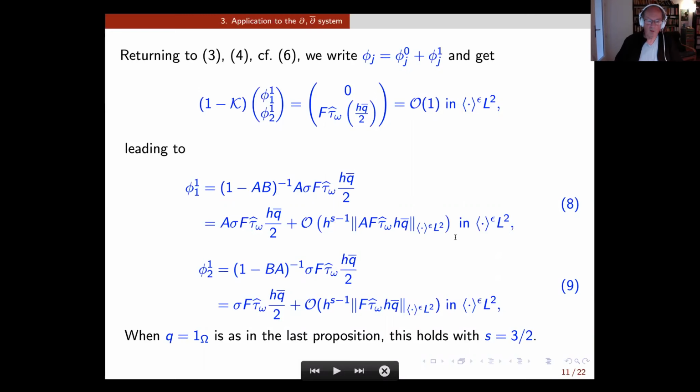For phi 2, it's very similar, and I'm probably wrong about this factor sigma between focusing and defocusing. I'm not sure that I put the sigma correctly everywhere, but maybe we can just forget about the sigma and take sigma equal to 1 everywhere. So this still holds when Q is a characteristic function. And then it holds with S equal to 3/2.